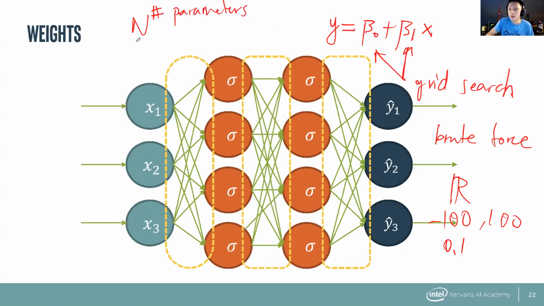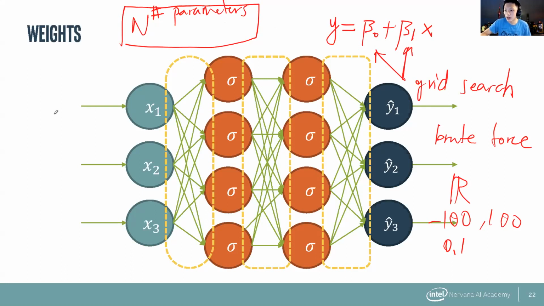You need to try this many things. So this is exponential in the number of parameters. And so this is a very bad idea, because let's say that you think that each of the weights can take on 100 different values, then you would need to try 100 to the number of parameters different things.